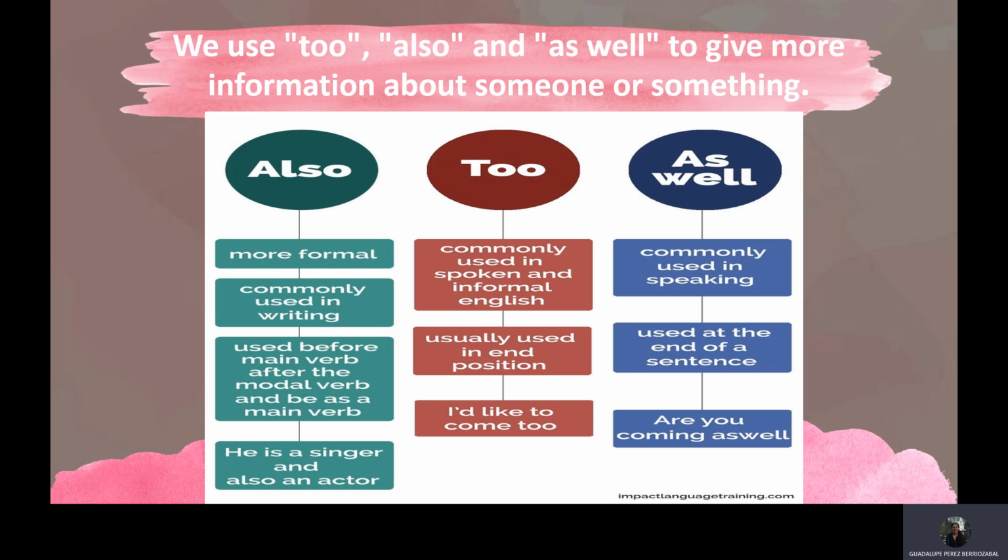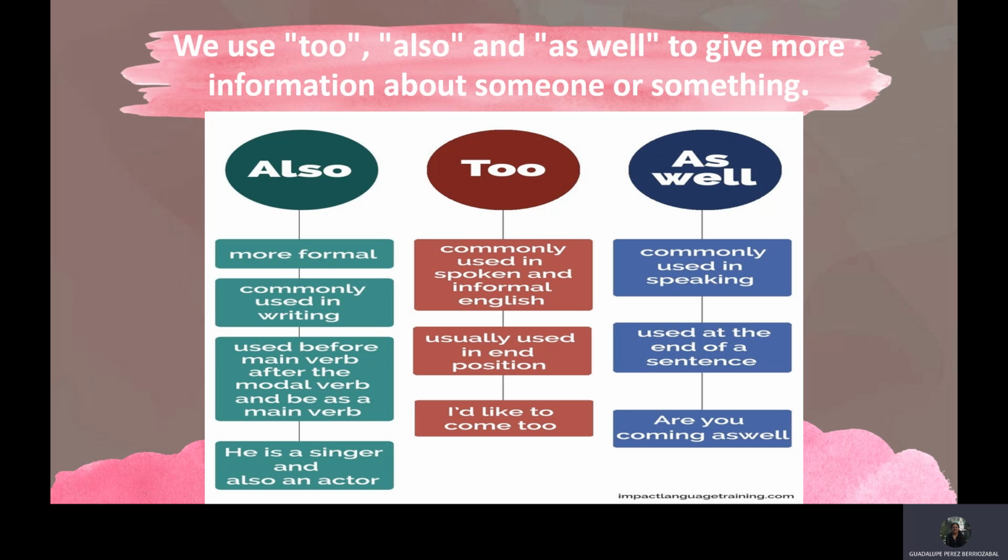We use too, also and as well to give more information about someone or something. Also is more formal, commonly used in writing, used before the main verb, after the modal verb, and after be as the main verb. For example, he is a singer and also an actor.